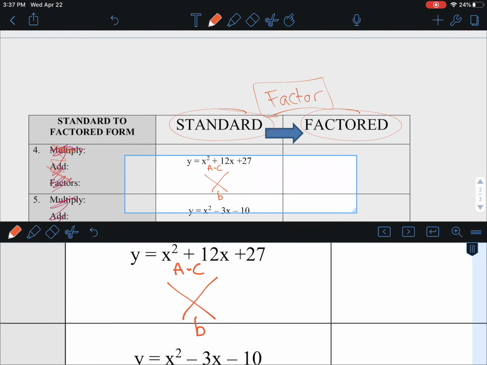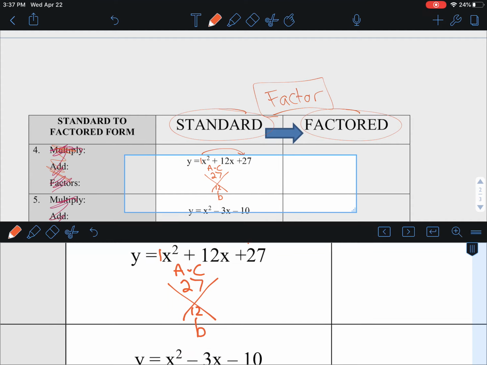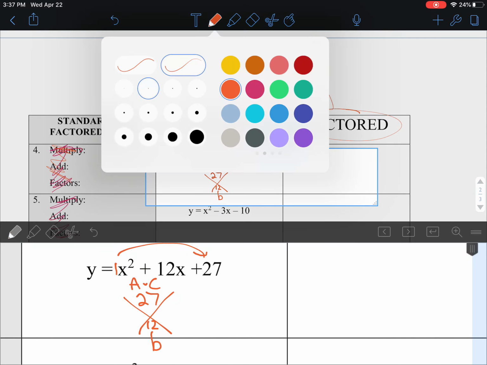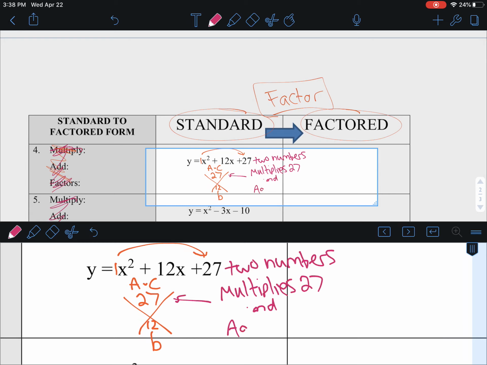But anyways, my A here is 1. 1 times 27 is going to be 27. And my B here is 12. So you think to yourself, what are two numbers that multiply to 27 and add to 12?